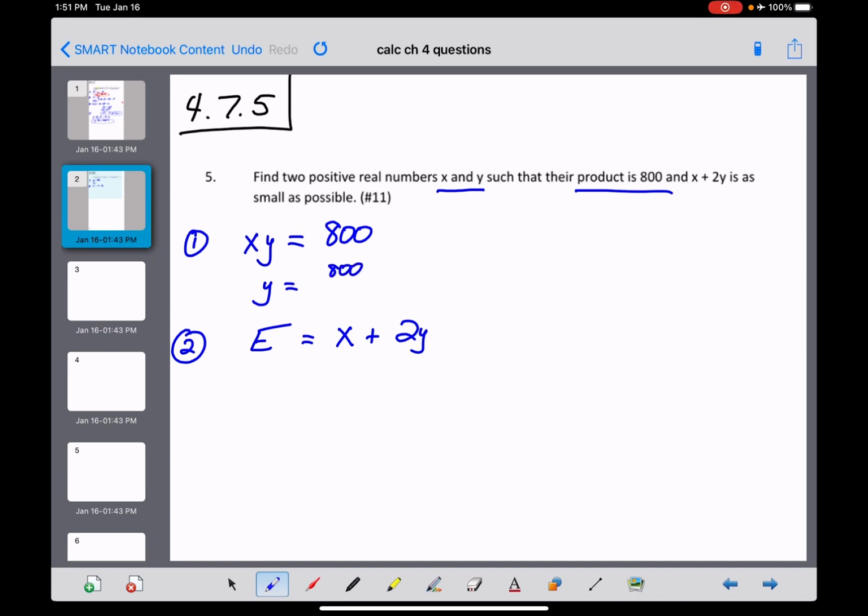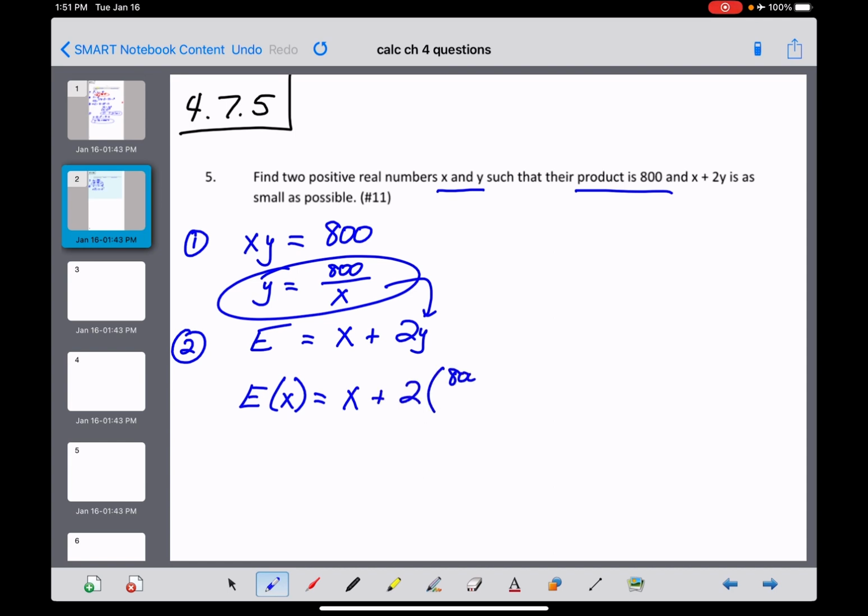Usually we like to solve that first equation for y. So I'll divide by x, and we're going to get y is 800 over x, and substitute that in right there. So e, strictly as a function of x, is going to be x plus 2 times a y value of 800 over x. All right, and we could maybe rewrite that as x plus, now the 2 times 800 is going to make us 1600, and rather than write that as over x, I'm going to write it as x to the negative first power, because you probably know what's coming next.